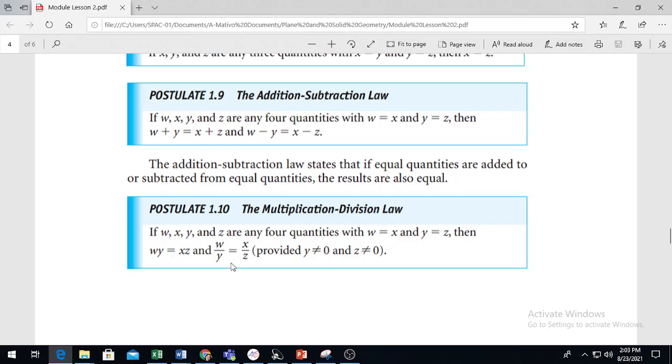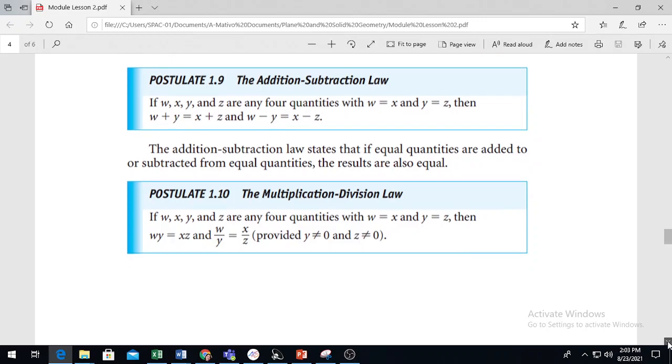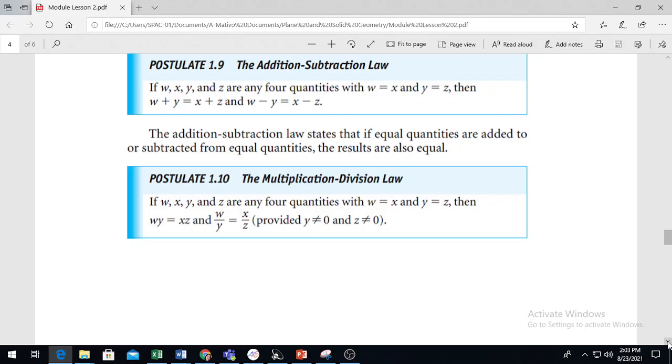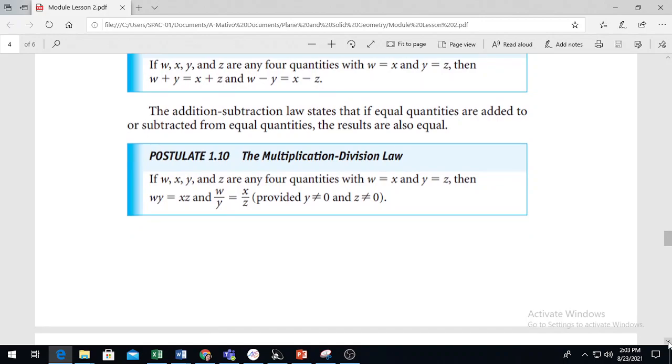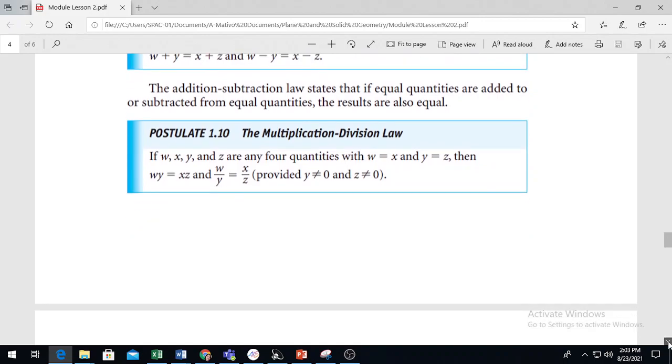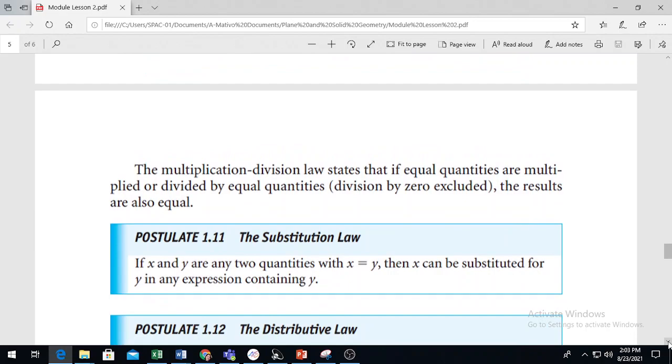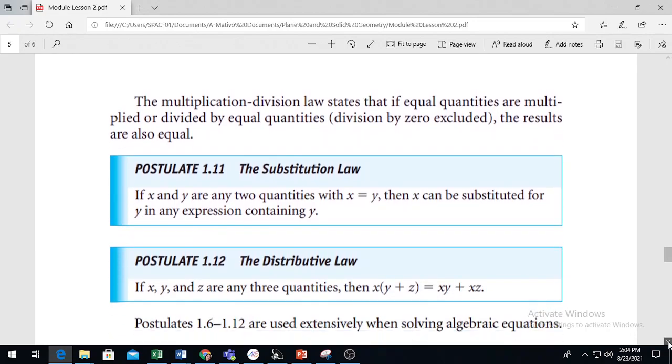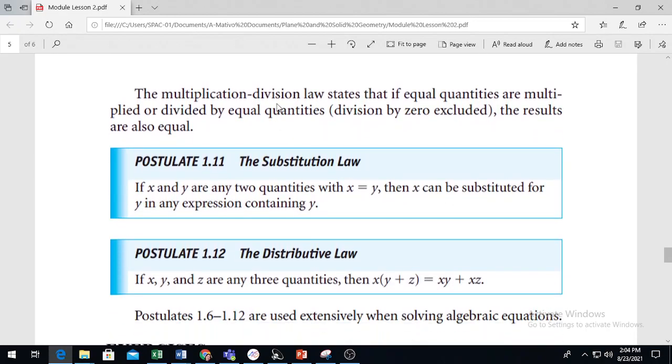Because any number divided by zero is not defined. So we don't have a number. We cannot define a number divided by zero. So remember the multiplication division law. It has a restriction that if Y and Z are equal to 0, that is not defined in mathematics. So the multiplication division law states that if equal quantities are multiplied or divided by equal quantities, division by 0 excluded, the results are also equal.